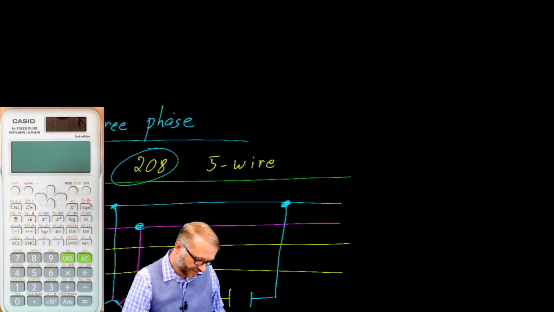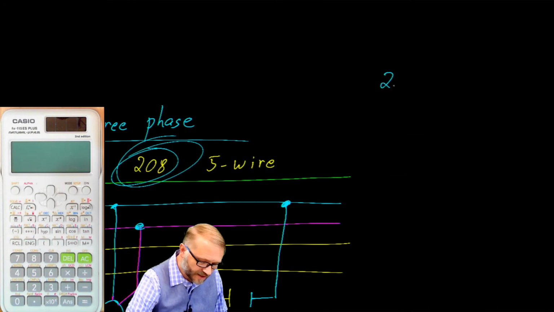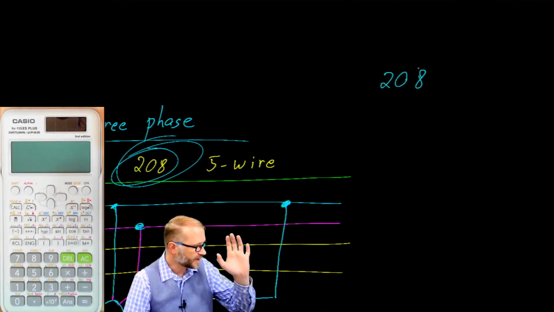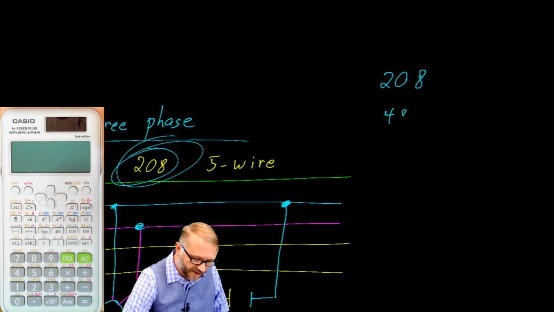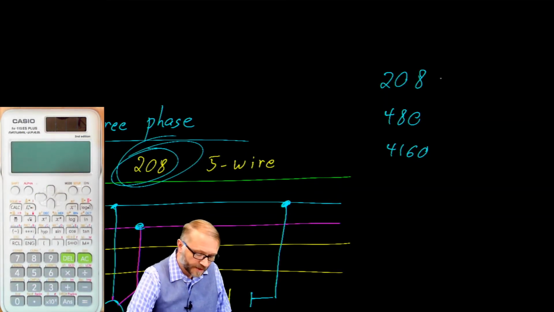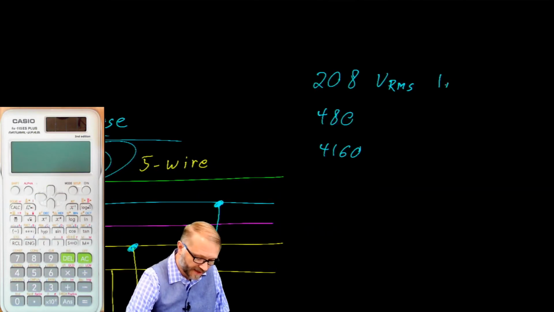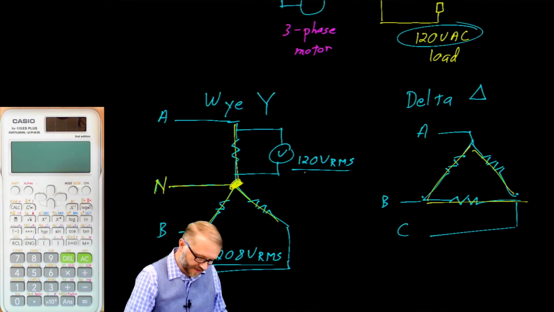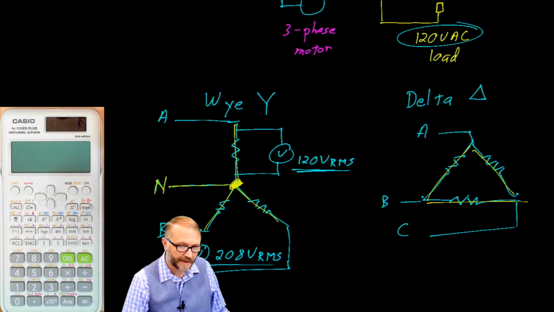One sidebar before I forget. You see this number 208? If you just walk into a control room and you see the number 208, or if you see the number 480 or 4160, and that number is all by itself, you would be safe in assuming that that is volts RMS, and it's measured from line to line, which is what we did down here, where we said that it was 120 volts line to neutral, but it was 208 measured line to line.